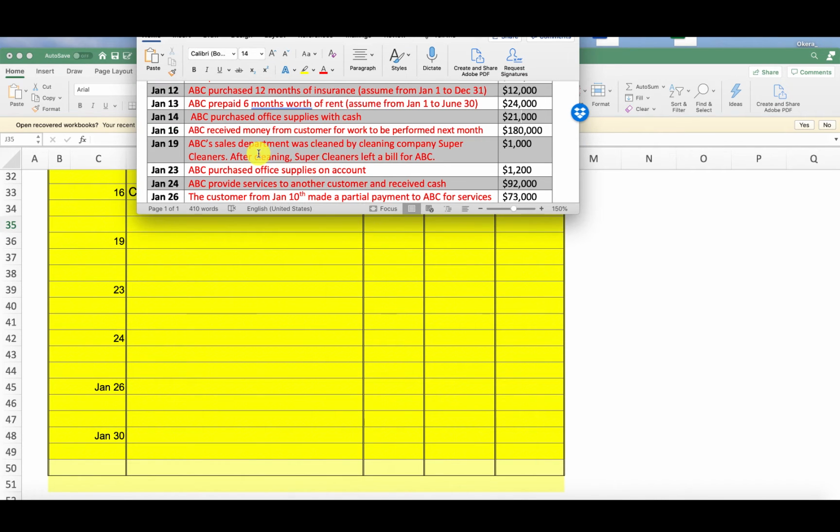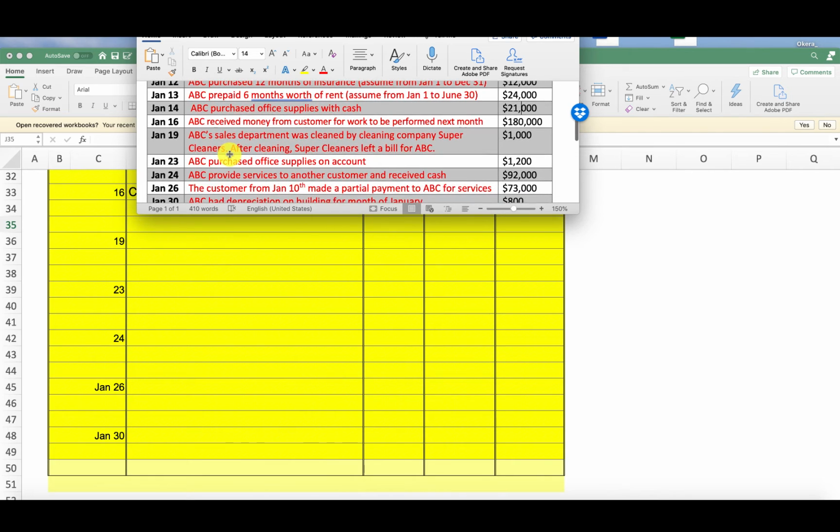All right, let's look at the 19th. ABC's sales department was cleaned by a cleaning company, Super Cleaners. After cleaning, Super Cleaners left a bill. So ABC received cleaning services. Whenever a company receives services, that's an expense, right? So we receive cleaning services and they didn't pay for it, they're going to pay later. Whenever you receive something, you're going to pay later, that's a payable. So we've got an expense and a payable.